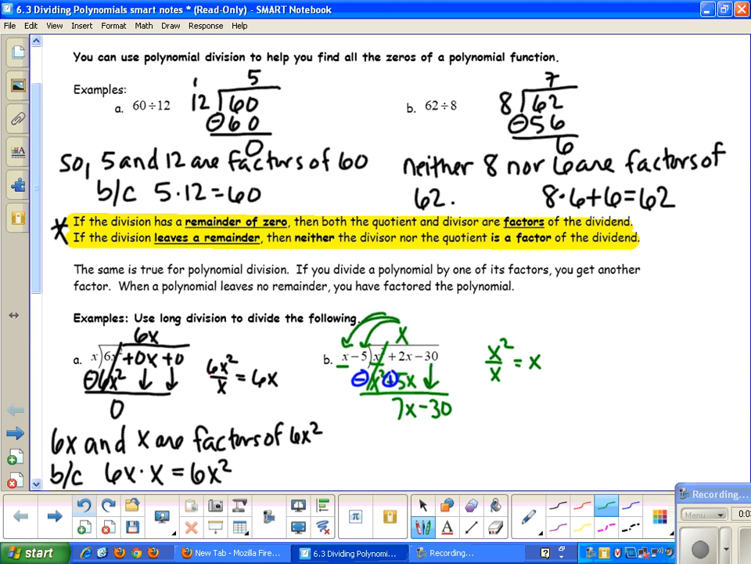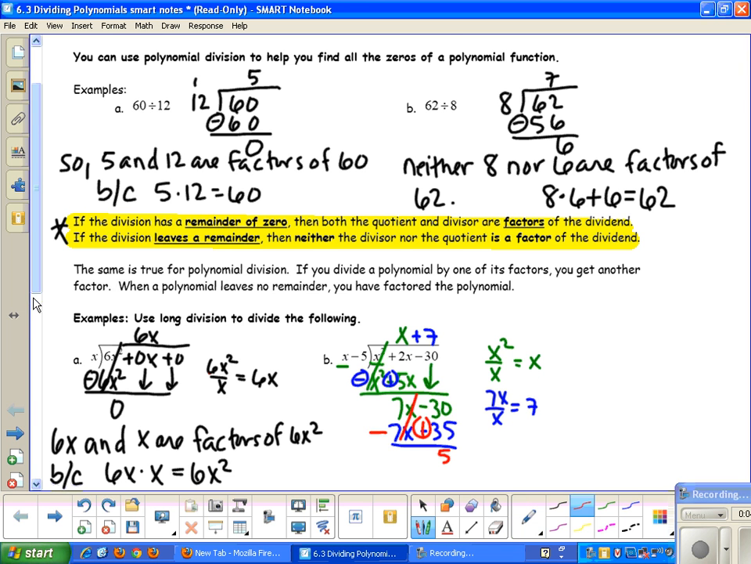So now I want to see how many times x goes into 7x. So it goes 7 times, so that would be plus 7. 7 times x is 7x, and 7 times -5 would give me -35. And then don't forget, we need to change our signs, so this would be minus and this would be plus. This cancels out, which we did on purpose, and I'm left with 5 for my remainder.